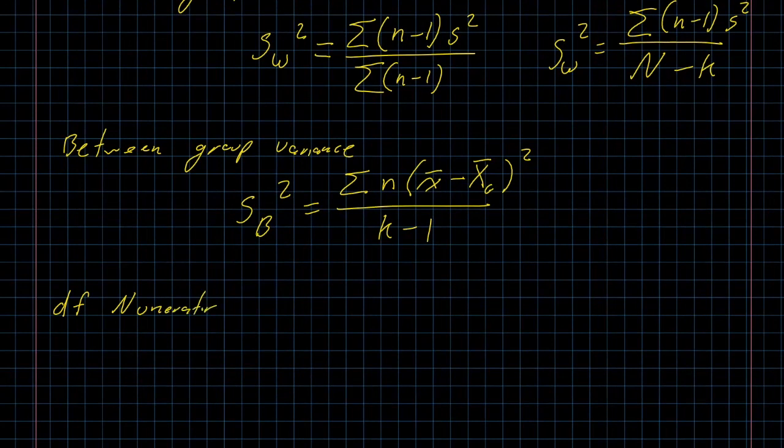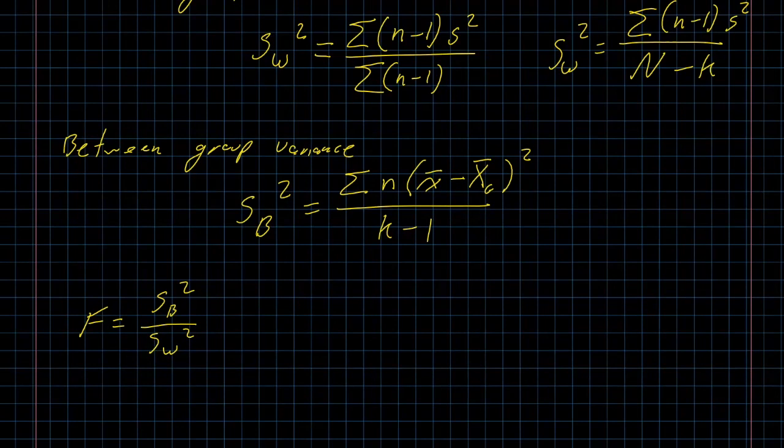All right. Remember, getting ahead of myself, sorry about that. I'll get back to that in just a moment. But I want to remind us one more time that the calculation here, F, is S_B squared divided by S_W squared. So we have these things, we divide them, that's what we're looking at.